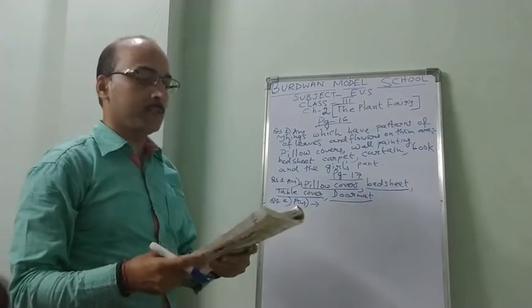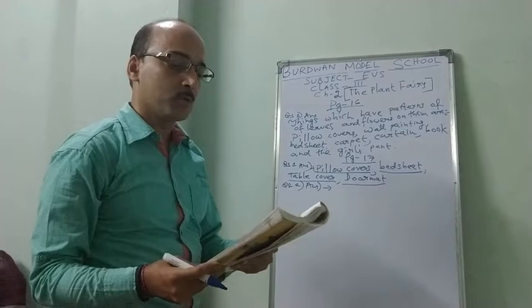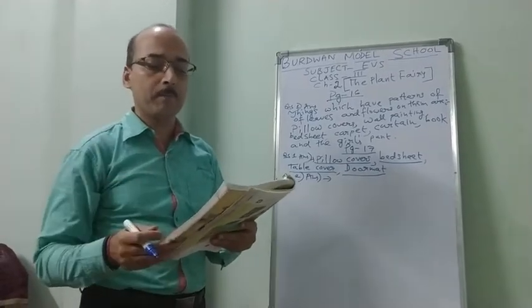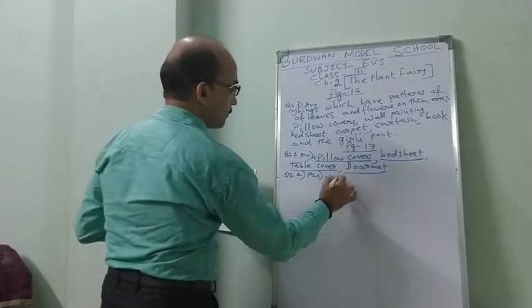You must have seen many plants and trees. How many of them can you name? So you have seen many plants and trees around you. How many can you name? Write their names. I am writing some of the names.